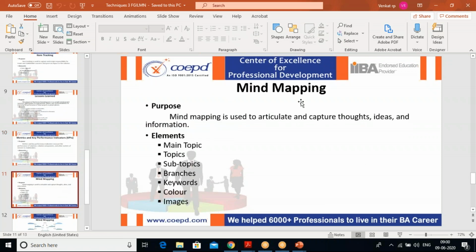And then the mind mapping. Now mind mapping is used to articulate and capture thoughts, ideas and information that try to solve a particular problem or establish a unique approach. We can do it through mind mapping. We give the topic, where the challenge is, and the related topics will help in understanding it, and the keywords, and sometimes we can use color combinations, and then the images.